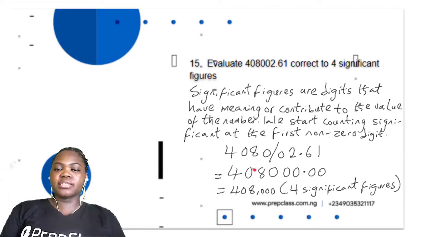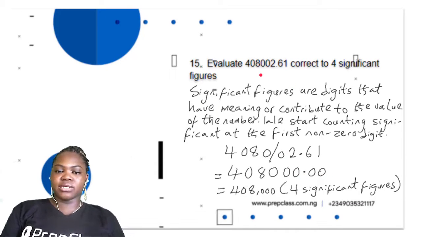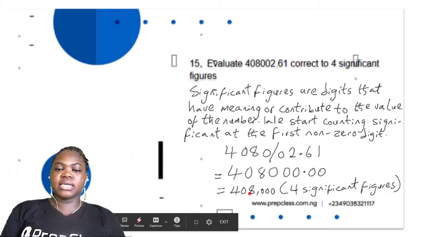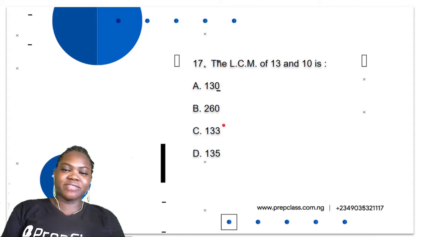So we have 4080. Then all these other numbers become 0. So we have 408,000.00. We can remove this 00 since it doesn't have any meaning. So now 408,002.61 correct to 4 significant figures is 408,000. So the correct option is option B, 408,000. Alright, let's move on to number 17.